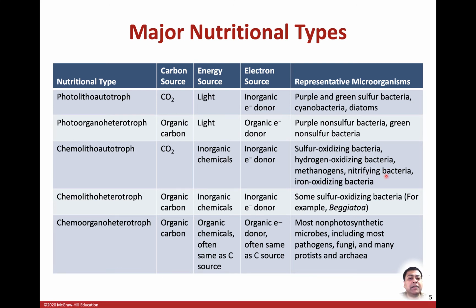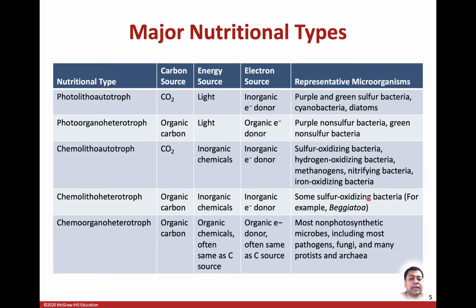Iron oxidizing bacteria, so from iron, it can get iron oxide. Sulfur oxidizing bacteria can make from sulfide to sulfate. So sulfide to sulfate, ammonia to nitrate, iron to iron oxide. These are all different types of ways that the chemolithotrophs get the electrons to be fixed into their carbon dioxide to reduce this to form food. Chemolithoheterotrophs, on the other hand, the organic carbon source that we saw already, heterotrophs, energy sources inorganic chemicals and inorganic e-donor.